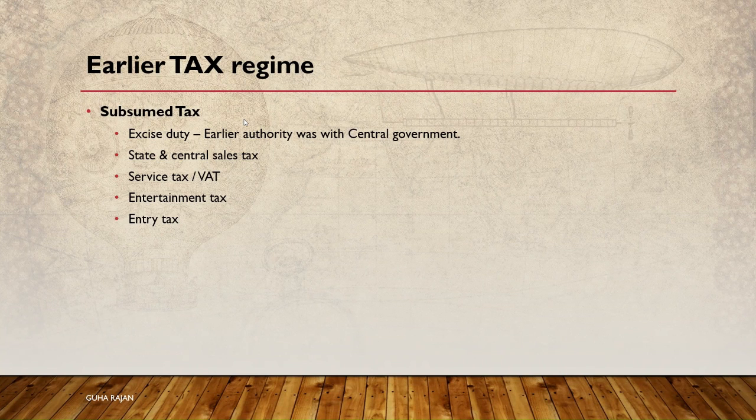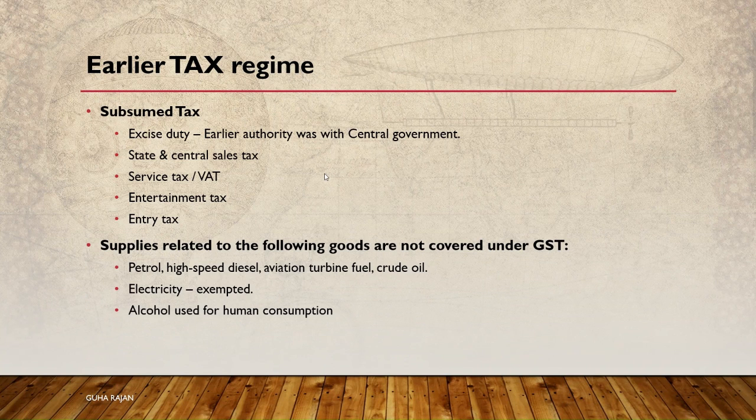But the point to note here is that some goods, like petrol, diesel, aviation turbine fuel, and crude oil, similarly alcohol for human consumption, that is liquor, are not under GST. There it is following the old model of our old tax regimes, that is, you have state taxes and you have central taxes. This is a kind of cash cow, because for the state governments, the revenue from petroleum products as well as alcohol is so huge.